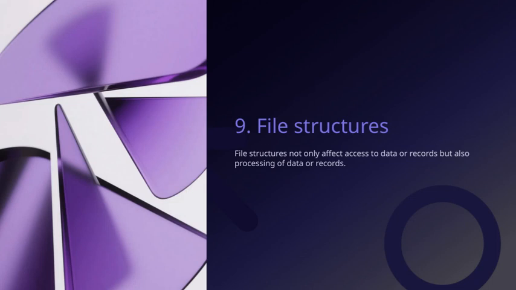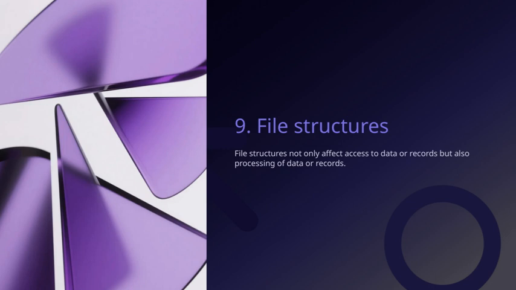File structures are not just about how data or records are stored. They also significantly influence how we access and process that data. When we talk about file structures, we're really looking at the organization of data within a system. This organization impacts the speed and efficiency of data retrieval, which is crucial for system performance. For example, some structures allow quick access to specific records, while others may be better suited for sequential processing. Understanding these differences helps us choose the right structure for our needs.